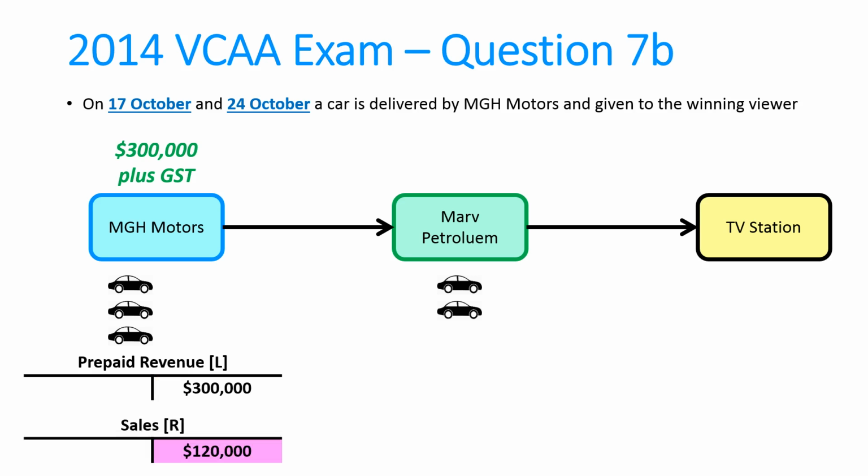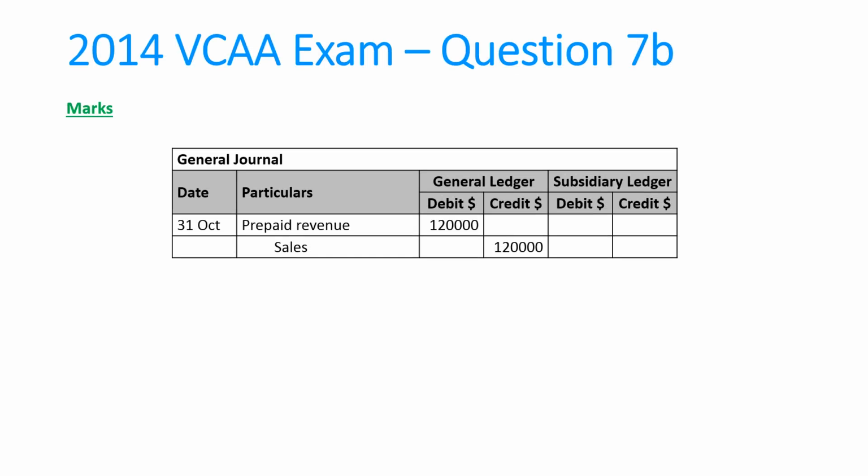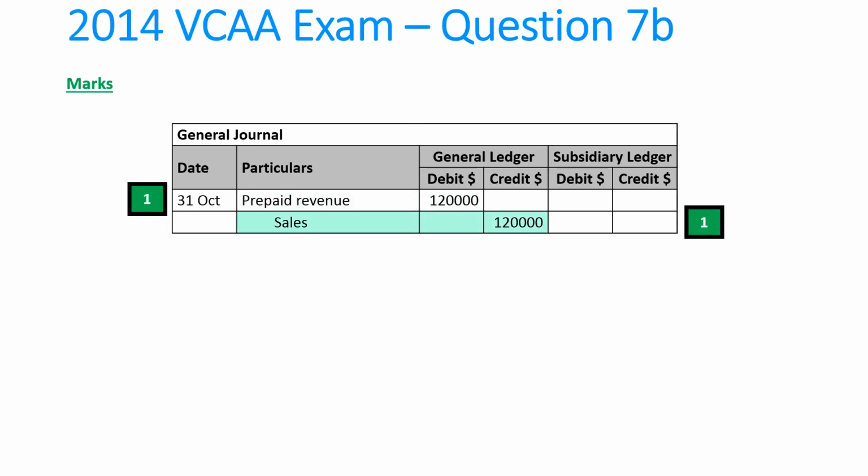So we're going to call that revenue as sales, which would be the name of the ledger. And what will happen is the liability will decrease by the same amount. They don't owe Mars Petroleum 5 cars anymore. They only owe them 3. So we better decrease that ledger by $120,000. So we need to do that in the general journal. So we would have done a debit to prepaid revenue, and we would have done a credit to sales of $120,000. And a narration was not required, so we didn't need to give one. Looking at the marks, 1 mark for prepaid revenue debit and 1 mark for a credit to sales.